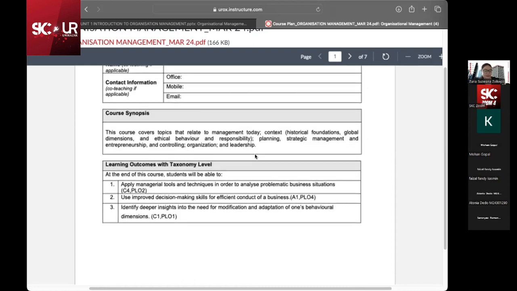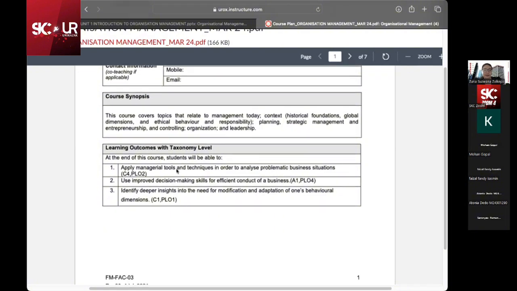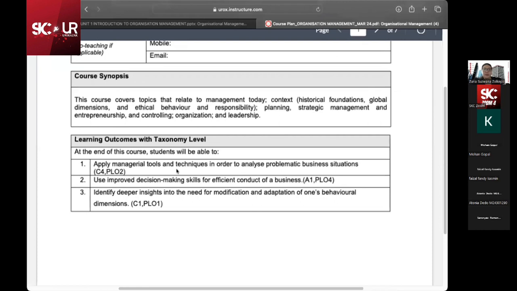The course synopsis for organizational management, we are going to cover topics related to management. I'm going to explain further on this later. The learning outcome: at the end of the course, from the things that we're going to learn throughout these 6 weeks, you should be able to apply managerial tools and techniques in order to analyze problematic business situations, right? So you should be exposed to managerial tools and some of the techniques.